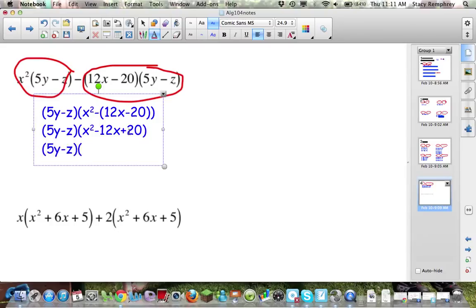Now 5y minus z, there's no GCF. There's nothing I can do there. But I can factor this farther. So this is a very similar idea. The part I want you to be aware of is that minus.